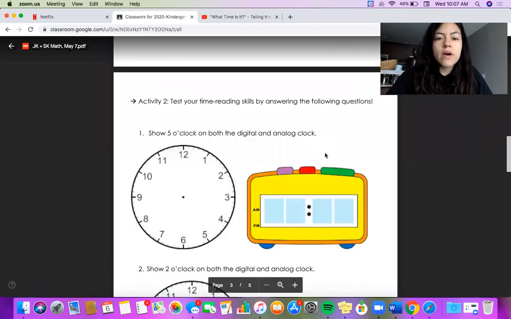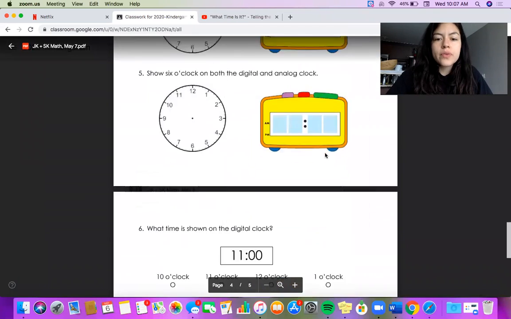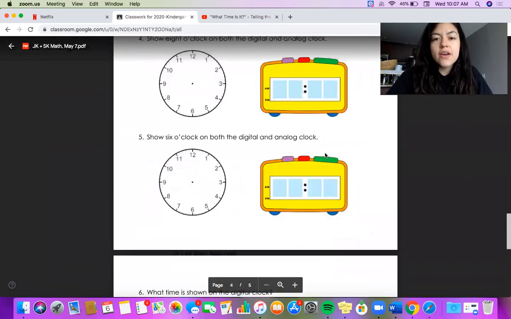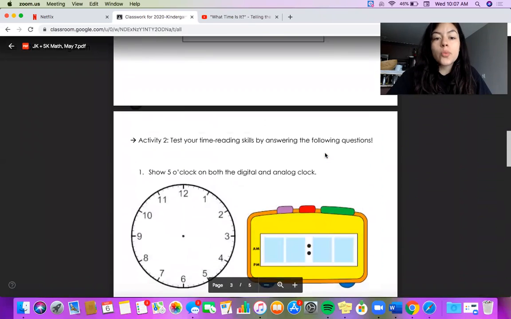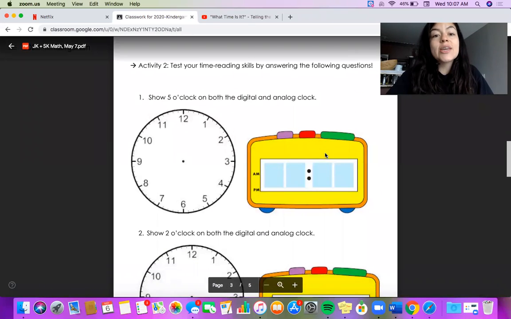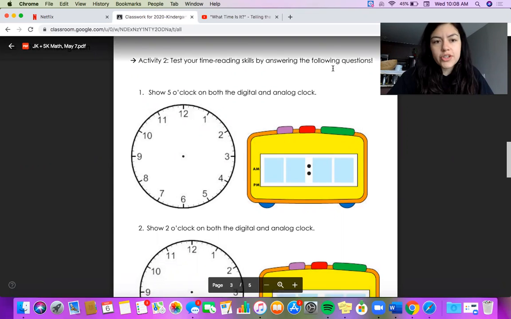So for today, you have 1, 2, 3 pages. SKs, I'd like you to do all 3 pages. And JKs, I'd like you to pick 2 of the pages to do. So you can look through them and figure out which 2 pages you want to do. Because at this point, it's mainly just review. So, activity 2, test your time reading skills by answering the following questions.